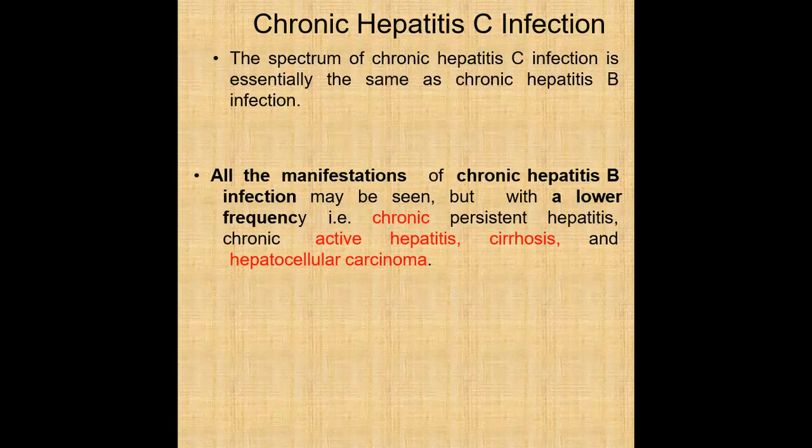Then chronic active hepatitis, then cirrhosis of the liver, then hepatocellular carcinoma. These are the last stages of hepatitis C. Hepatocellular carcinoma is the last stage, that is, the cancer which is found in case of hepatitis C.